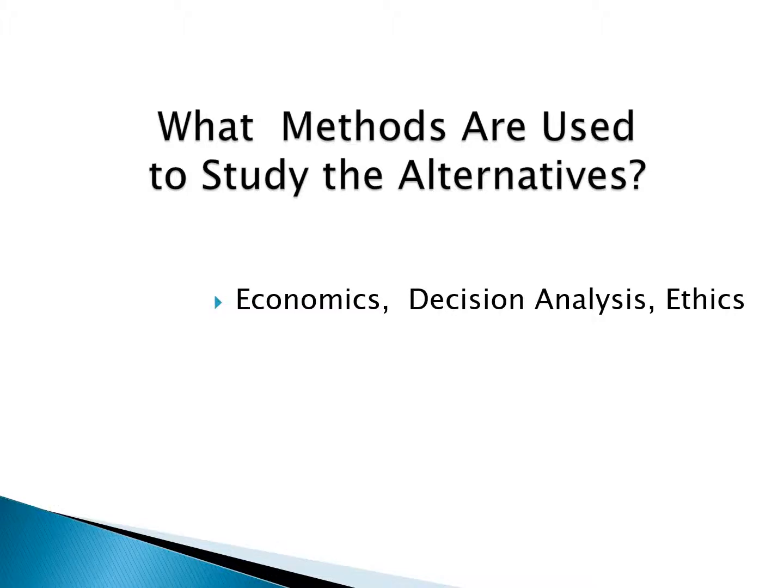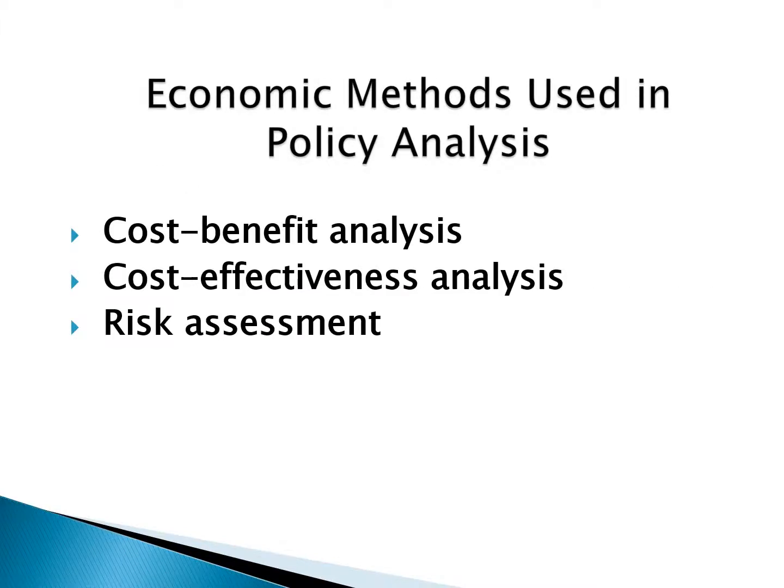How then do policy analysts and policymakers actually go about studying their alternatives? They use a variety of methods derived from different disciplines, from economics, from sociology, and from philosophy. Policymakers and policy analysts, however, tend to lean very heavily on the economic methods, because the results of which are easily quantifiable and easily compared. As such, we'll consider three different methods from the economic discipline.